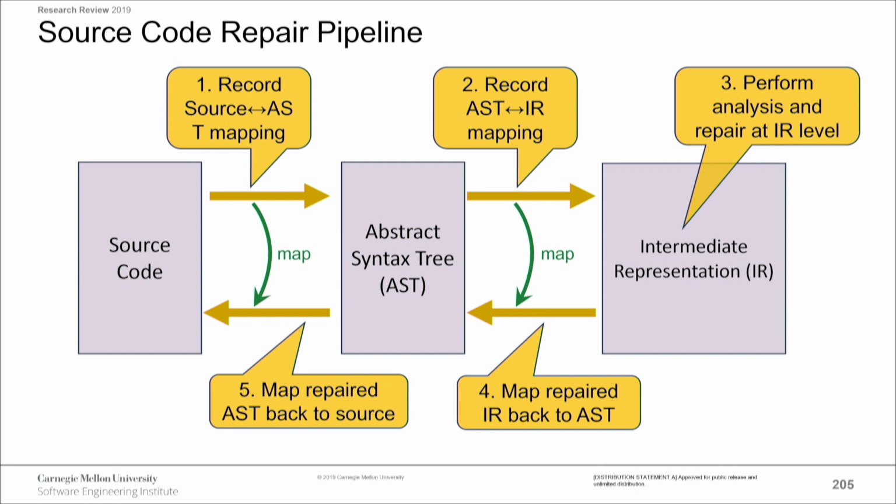In step five, we take the repaired AST and translate that back to the source code level. And if we modify an AST node, well, then we generate new source code text from that modified AST node. But for an AST node that is not modified, we just reuse the original source code text.